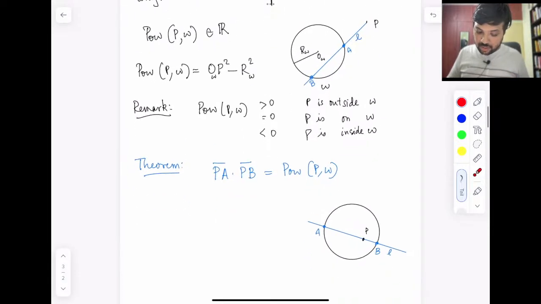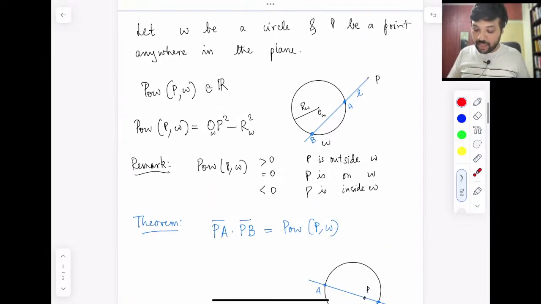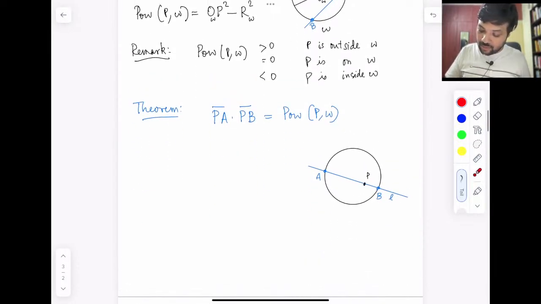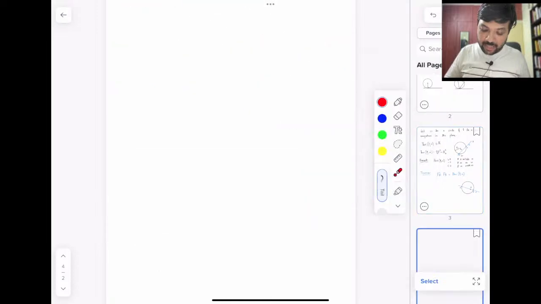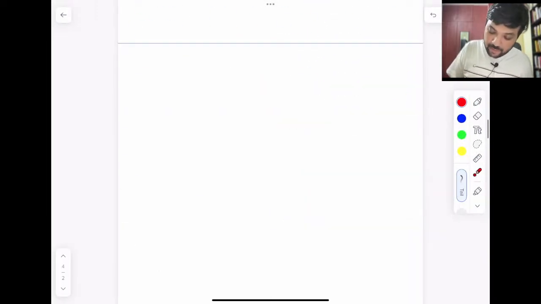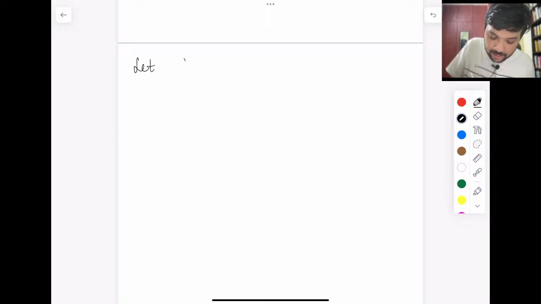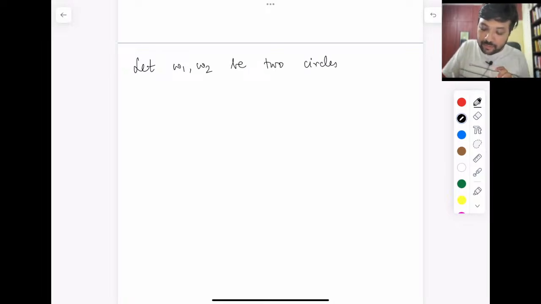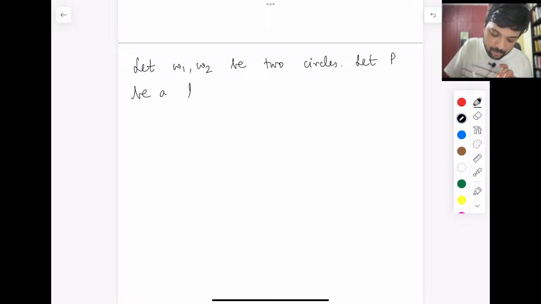Now, how can we use this and build more theory? The main thing to learn is we'll study the concept of a radical axis. So it turns out that if you take two circles, let's use omega itself. Let omega 1 and omega 2 be two circles. Let P be a point in the plane. Now immediately we'll jump into problems after this.